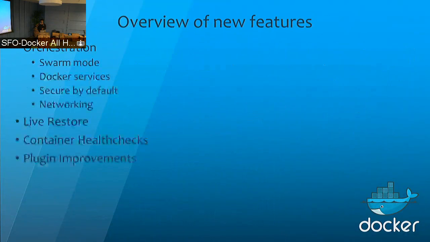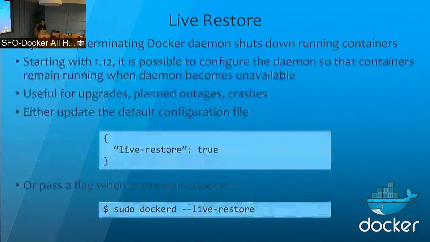So that was the orchestration stuff. There are a few new things apart from that. One of the things that the engine team is super excited about is the live restore feature. In the past, when your Docker daemon crashed or went down, your running containers would also be affected. But starting with 1.12, that's not the case anymore. You can configure your Docker daemon with a live restore flag, or with a setting in your config file, to say that if the daemon goes down, your containers should keep running. This is obviously super useful if you want to do upgrades, or manage some downtime, or if the daemon just crashes for some reason.